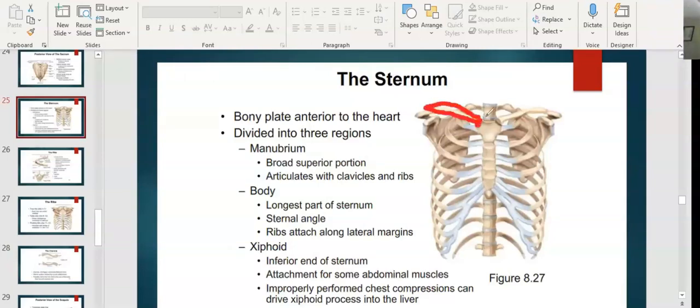Right, so then you can see this is going to be the sternal end, because this is the sternum, and this part right here is going to be the acromion. Therefore, this is the acromial end.